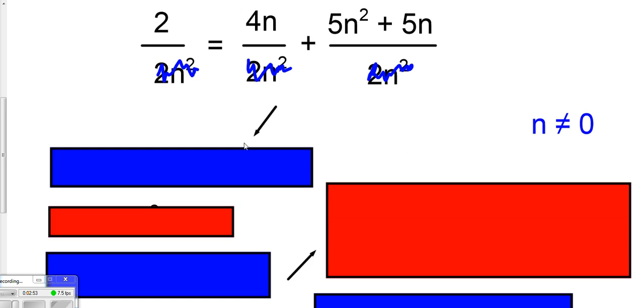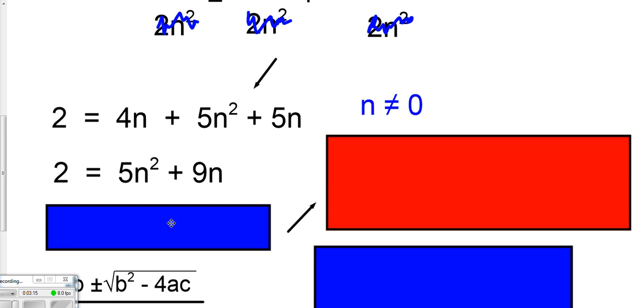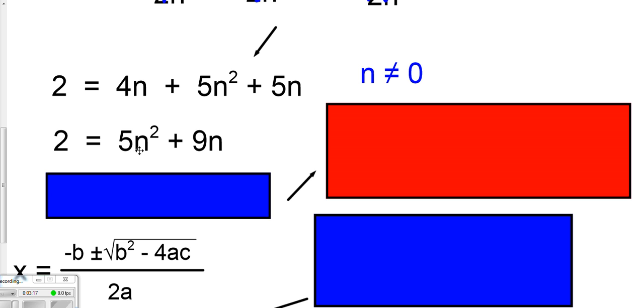Thus, our equation has changed to just the numerator pieces. 2 equals 4n plus 5n squared plus 5n. Again, just these numerators right here. And again, don't forget, n cannot equal 0. Now, I can combine like terms on this side, in which case it would say 2 equals 5n squared plus 9n. The 4n and the 5n combined to make a 9n.